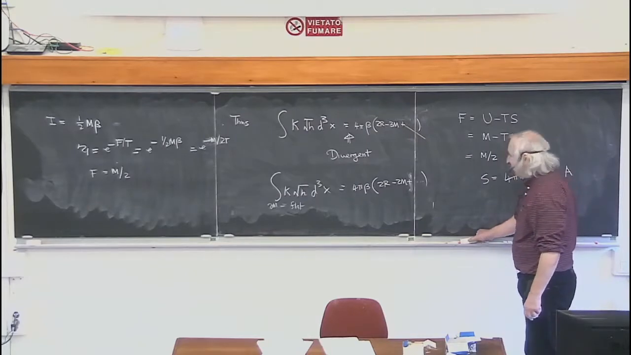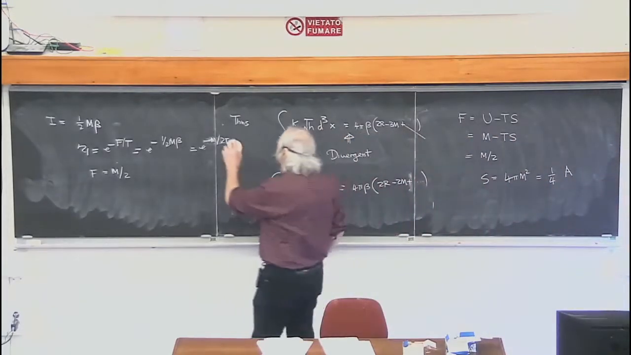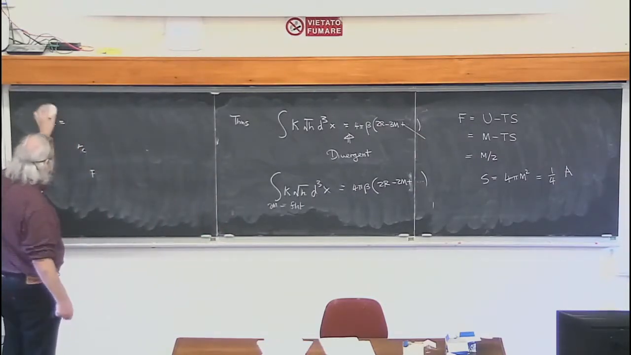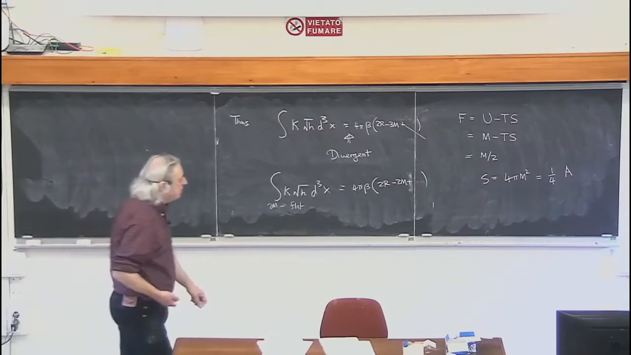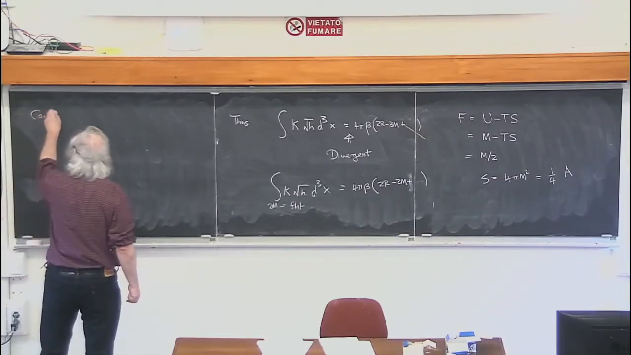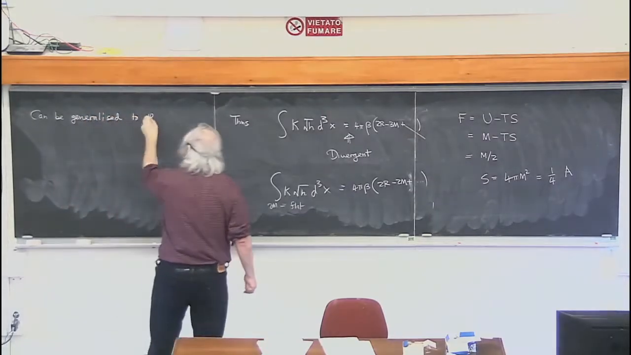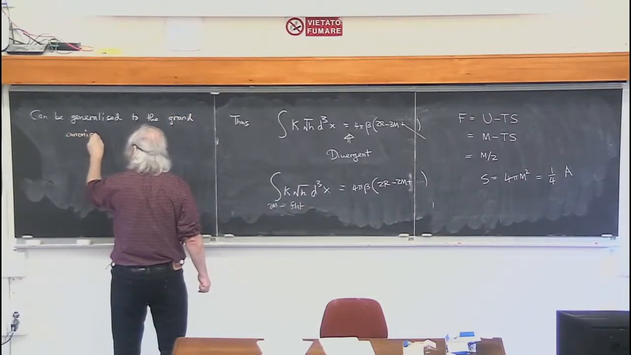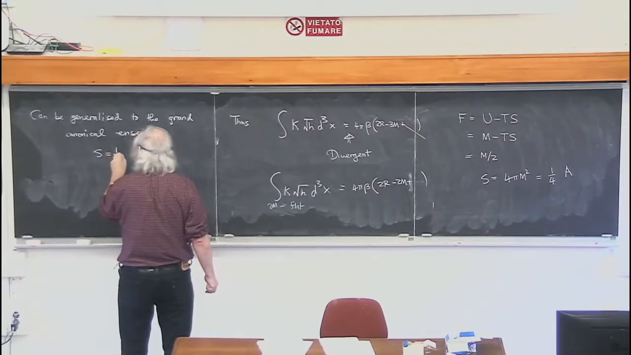So what you discover is a calculation of the entropy of the black hole. Again, you can generalize this to the grand canonical ensemble and produce a general version of the same calculation that will produce S equals a quarter A under all circumstances. And the result is that S is always equal to 1/4 A.